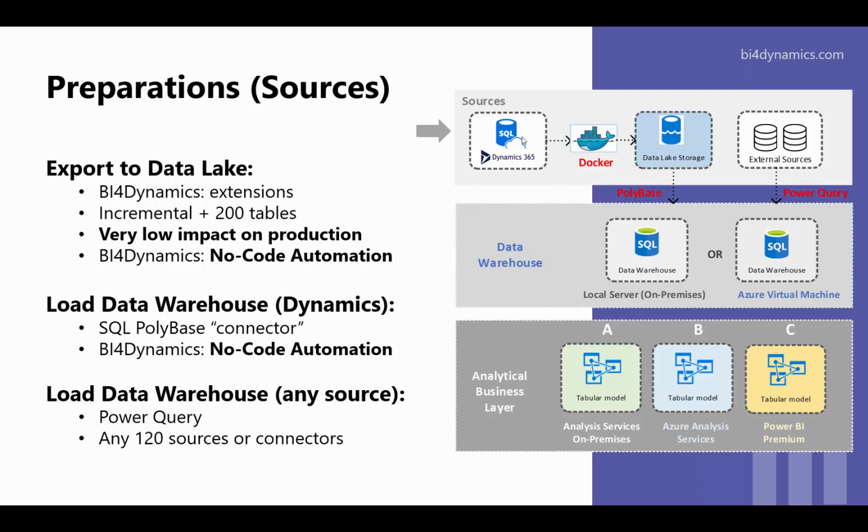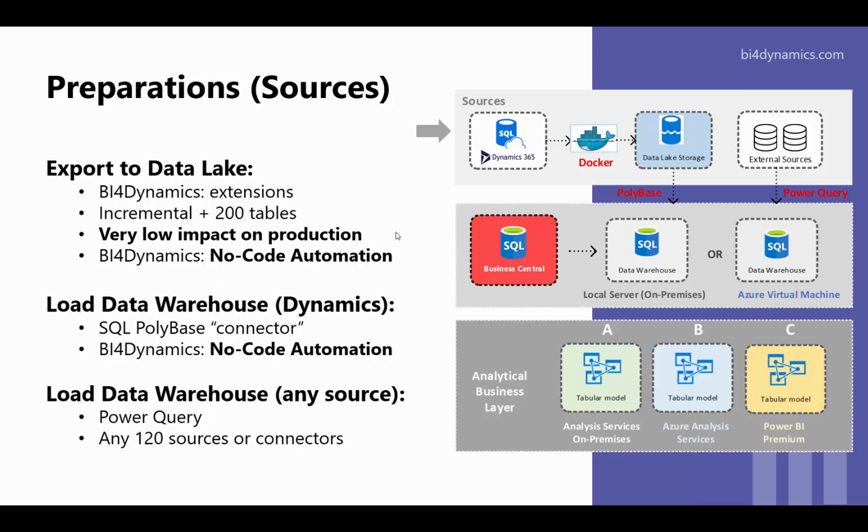So we're loading this process incrementally. It's all done automatically. No need to write any code, and it has a very, very small impact on production, especially because we load data incrementally. Now, for any other external source, we use Power Query, which means we can connect to any of the 120 connector databases or sources that Power Query supports and integrate that part into our data warehouse.